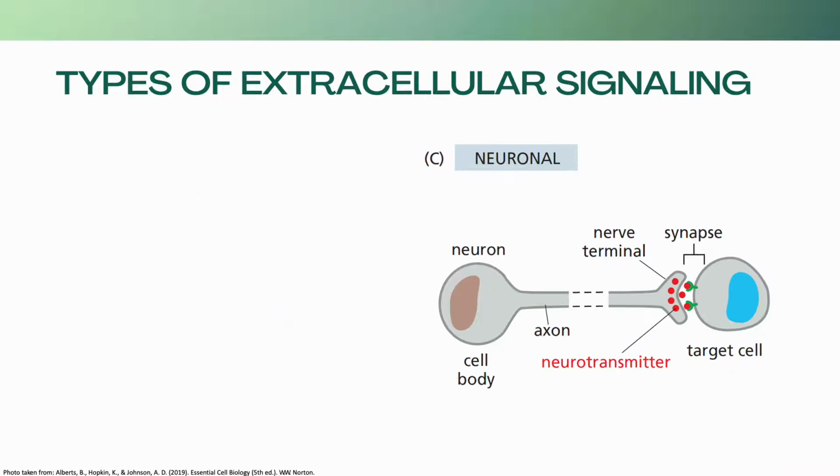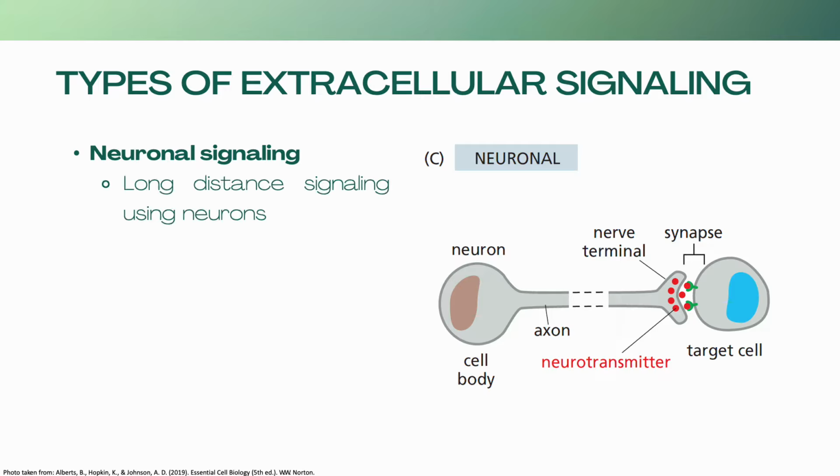The next type of extracellular signaling is called neuronal signaling. Just like endocrine signaling, signals in this pathway can also travel long distances. But instead of using the bloodstream to transmit the extracellular signals, it uses specialized cells called neurons. Here we have an example of a neuron. The neuron has a very long tendril which we call the axon, and in some cells this can be as long as 1 meter in length.